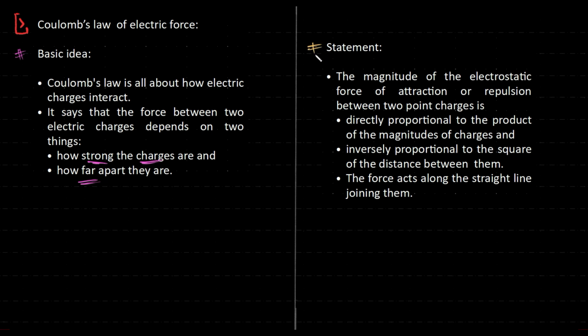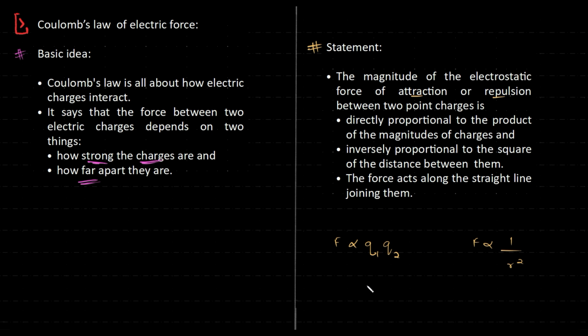Officially, we need to write in this manner. That is, the magnitude of electrostatic force between two charges, which can be in the form of attraction or repulsion, is directly proportional to the product of the magnitude of the charges, that is, Q1 Q2, and inversely proportional to the square of the distance.